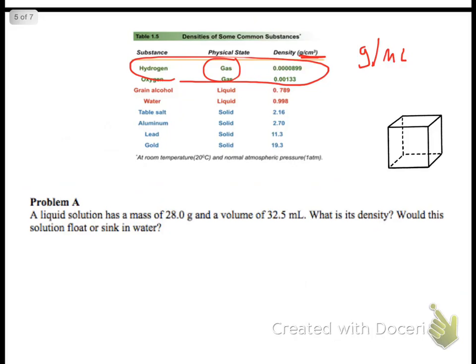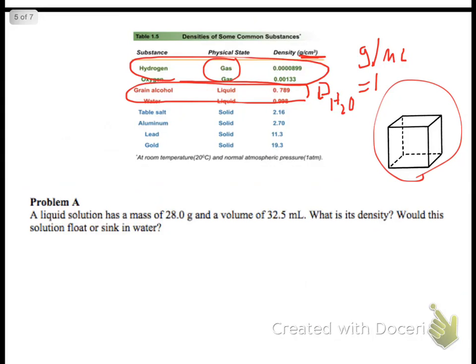So how many grams for every milliliter, how many grams for every centimeter cubed. Here we have some liquids, and liquids are usually about 1 gram per milliliter. Now you need to know the density of water, here listed as 0.998, but remember it as 1 gram per milliliter. That's one of the things you should memorize, because we'll use it all the time.